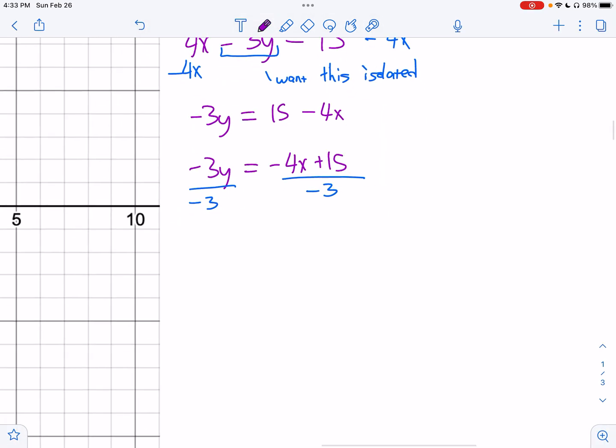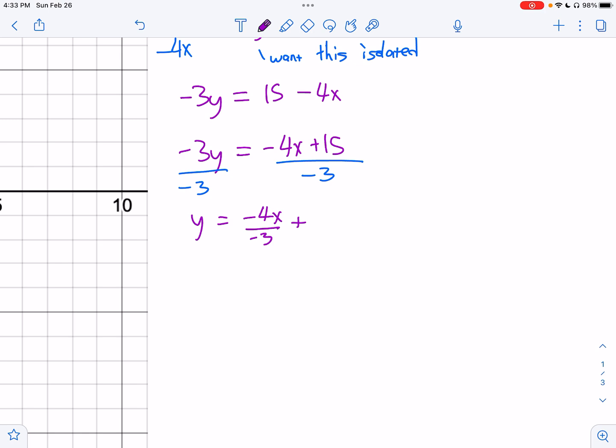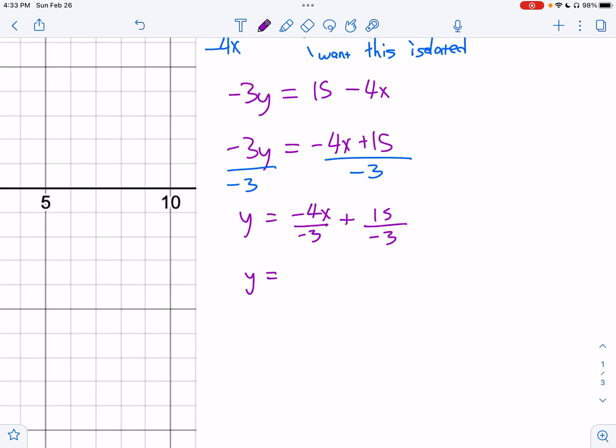And when you divide by a number, division also, we can use the distributive property. So this is negative 4 divided by negative 3 plus negative 4x divided by negative 3 plus 15 divided by negative 3. So negative 4 divided by negative 3. I know sometimes we like decimals better because we feel better, but fractions are much more helpful with slope. I have a negative divided by a negative, so that's positive 4/3. So I have 4/3 x, and then 15 divided by negative 3 is minus 5.